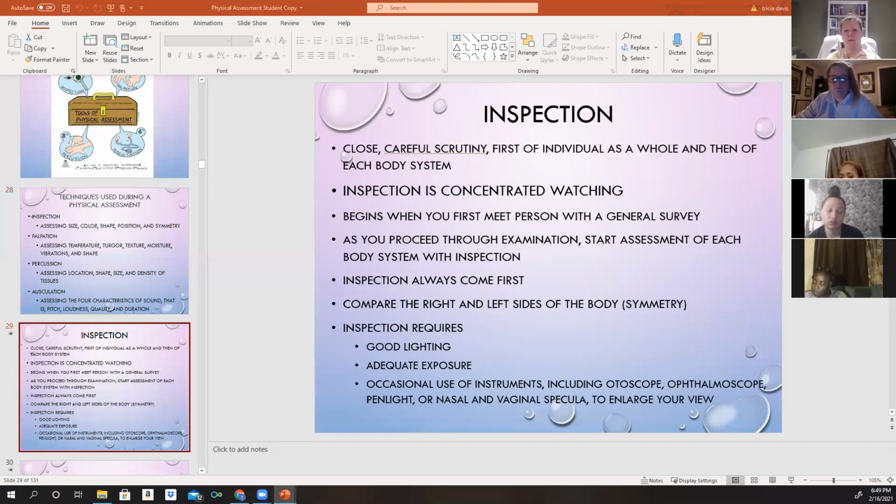All right, so this is an important slide. So inspection. You want to inspect very, very carefully, very closely. I call it the snapshot. You want to look first at the individual as a whole. So when you come in that room in the morning and you're doing bedside report and your patient's sitting in the bed, you're getting that snapshot inspection of your patient.